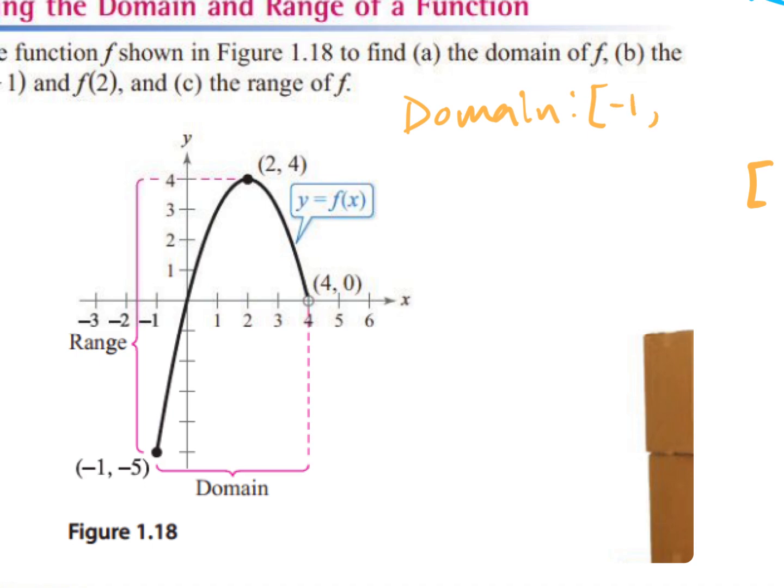Now our graph keeps going. It touches all of these points, all these x values until what value? Where does our graph stop? At what x value? 4. 4 has an open circle. Notice how it's not filled in here. So would 4 get a bracket or parentheses? Parentheses.